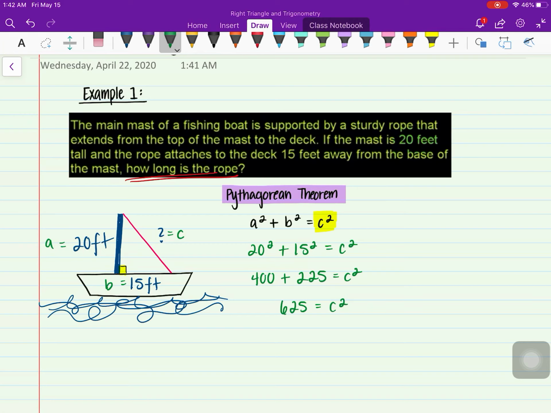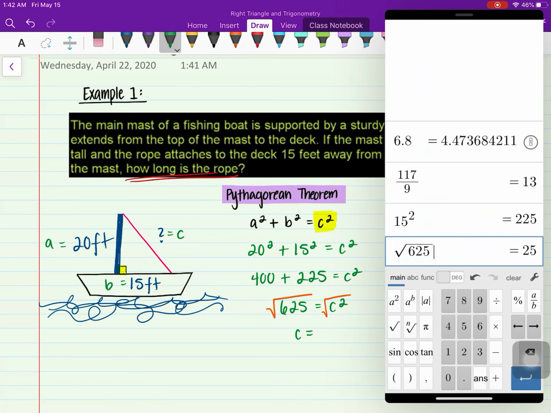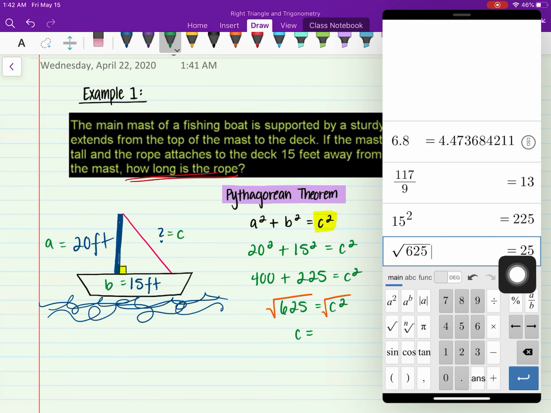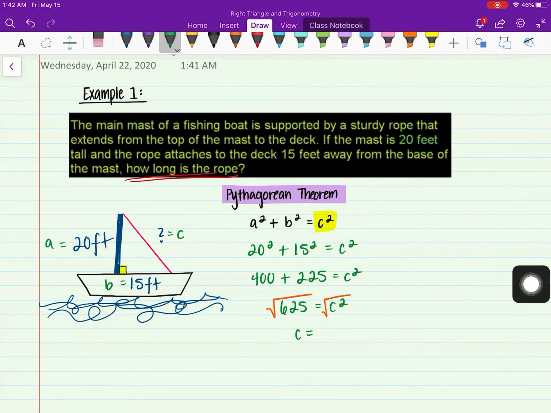And since we want to go ahead and solve for C, we still need to get rid of that squared. And in order to do that, we need to do the opposite, which is take the square root. So let's go ahead and take the square root of both sides. And in this case, whenever you're taking the square root, you do have two solutions. You have a positive and a negative number. Whenever we're working with Pythagorean theorem, we're only focused on the positive. So then in this case, the square root of 625, as you guys can see here, is 25. So C in this case measures 25 feet.